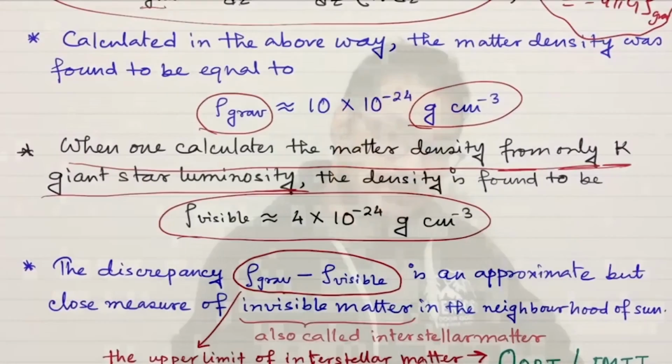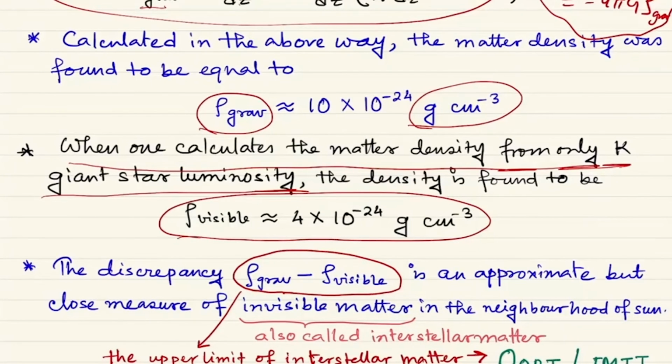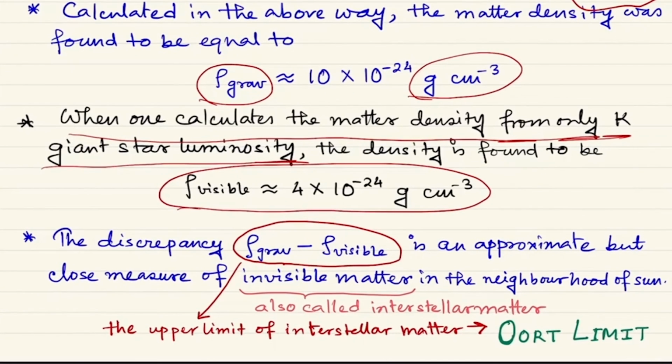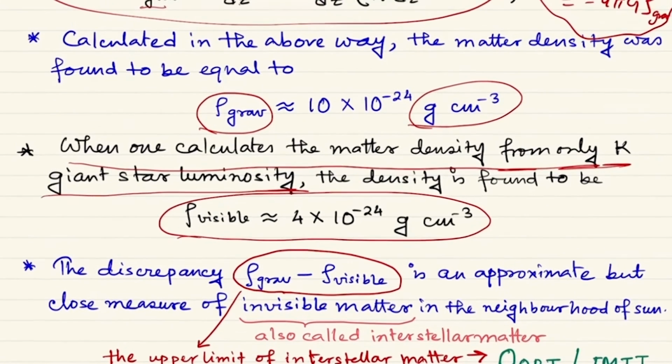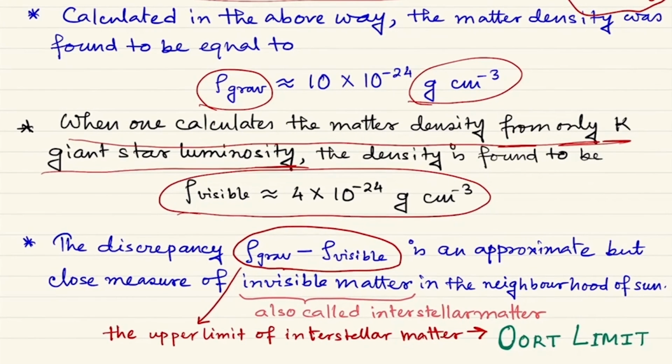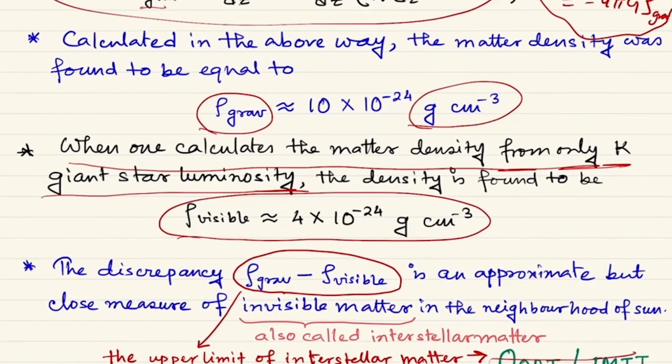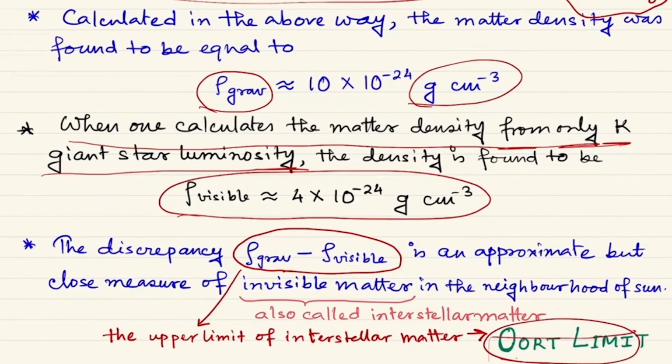Okay, so you see, this value is the higher value of the matter, which can include dark matter as well. So visible plus, I would not call it dark matter at this moment, but just visible and invisible matter. And this is known as the upper limit of interstellar matter, or the famous Wood limit. So this is called the Wood limit.